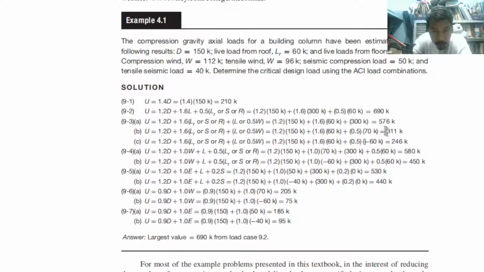So, please confirm the correct value for this. Please correct it. These two are wrong. So, equation number 4: 1.2 times dead load plus 1 times wind load plus 1 times live load plus 0.5 times roof load. So, therefore, 1.2 times 150, 1 times, there is no 70. There is no given 70. This is wrong. Wind load is 112.